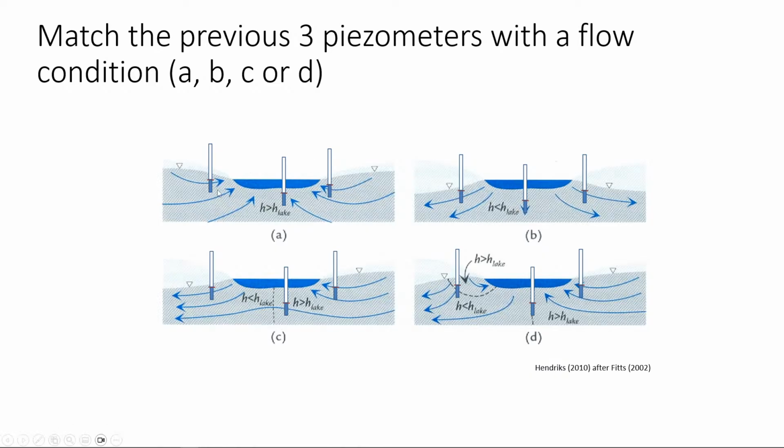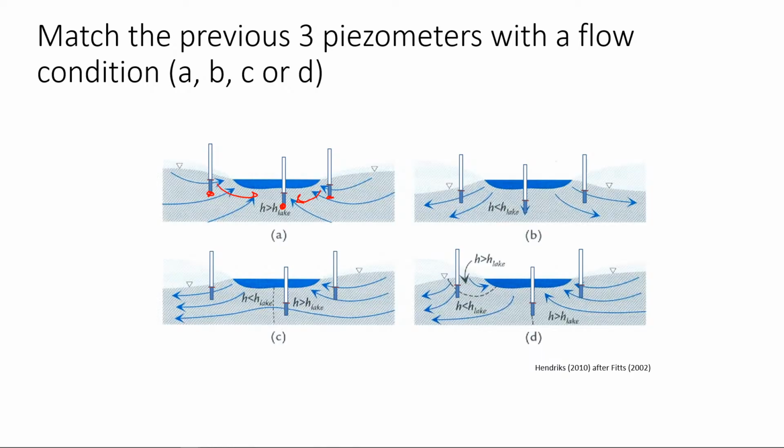So let's look from here to here. This is where I'm measuring my head here, and this is where I'm measuring my head here. What does this tell me? I have a down gradient. Water is flowing from here to here. Is this the case? I don't think so.